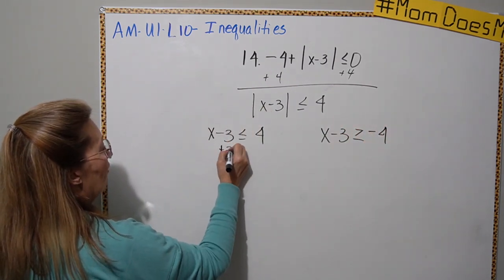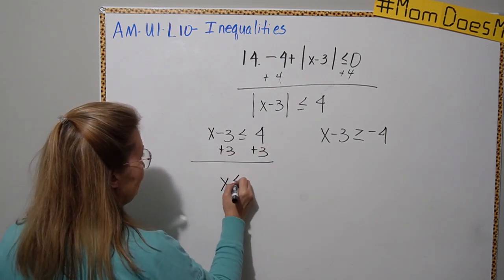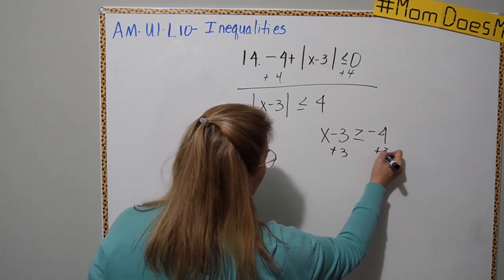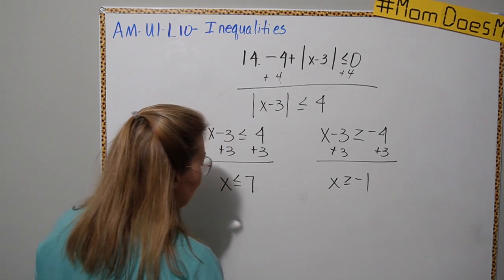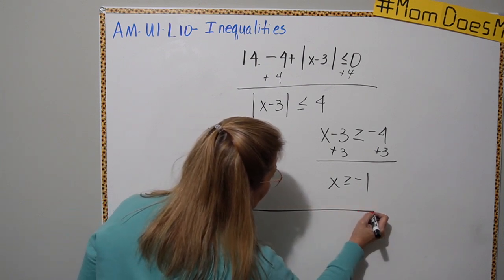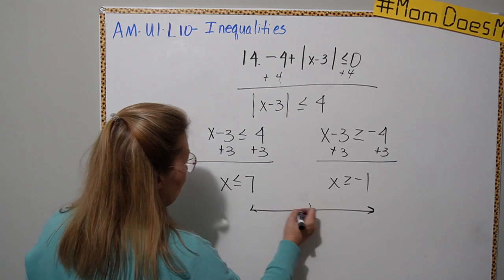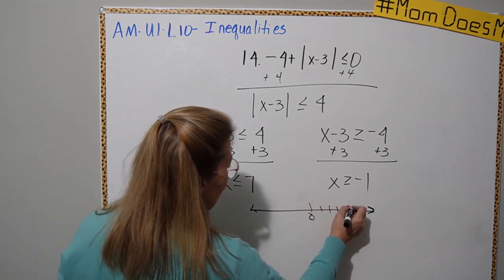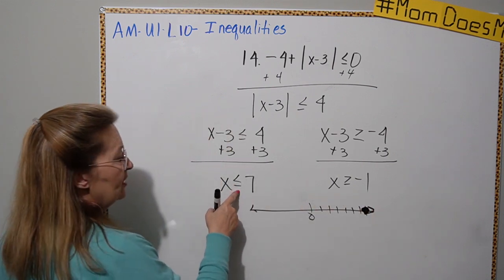And let's just solve. Add 3 to each side. So here I have x is less than or equal to 7. When I add 3 to each side over here, I get x is greater than or equal to negative 1. Now I'm going to graph this first because having a picture of it kind of helps me. So first, x is less than or equal to 7. I'm going to go to the 7, solid dot, because I have the equal sign.